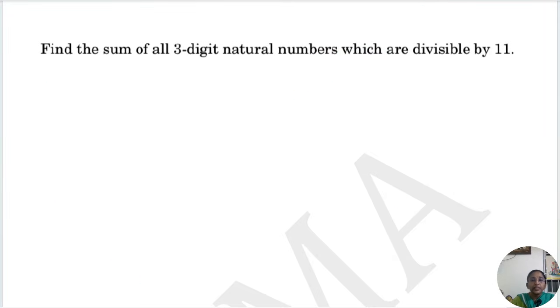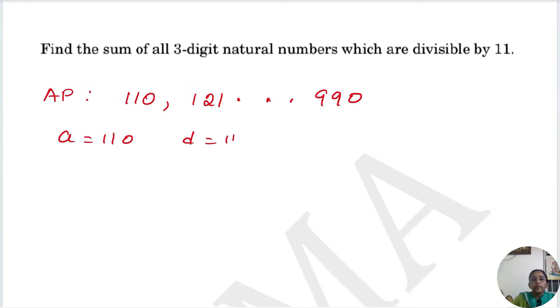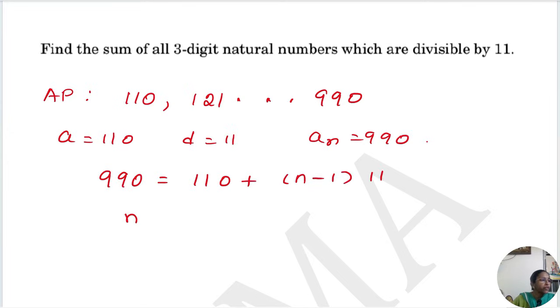Find the sum of all 3-digit natural numbers which are divisible by 11. So first you have to write down the series. Our AP is now the 3-digit natural numbers divisible by 11. So our number starts at 110 and 121, and our last term is 990. So here a is equal to 110 and d is 11 and our a_n value is 990. So based on this data, find out the value of n. So a_n is equal to a plus (n minus 1) into d. So from here, if I am solving for the n value, this is equal to 81.